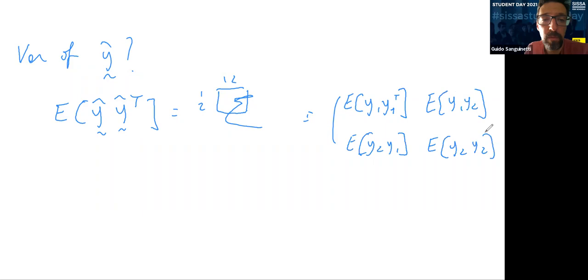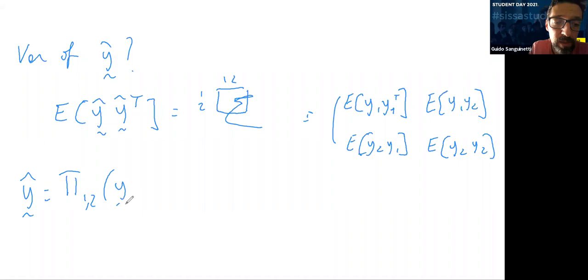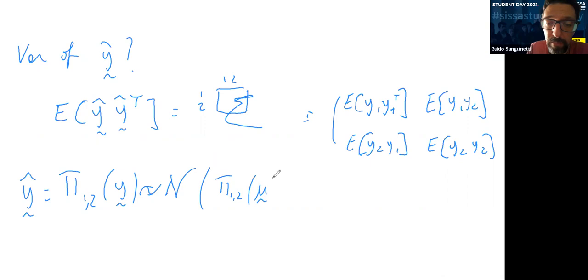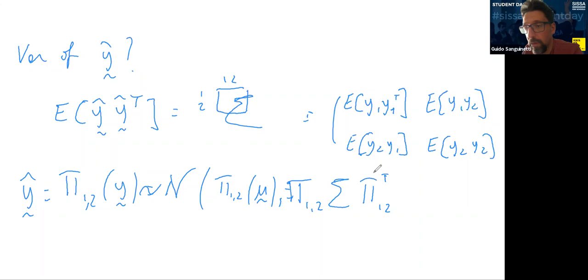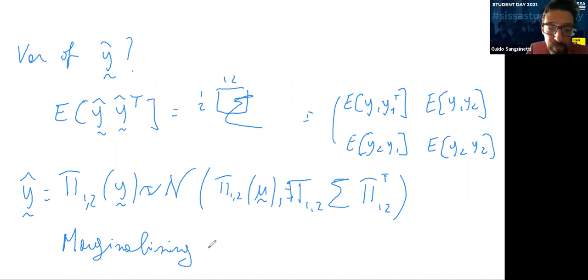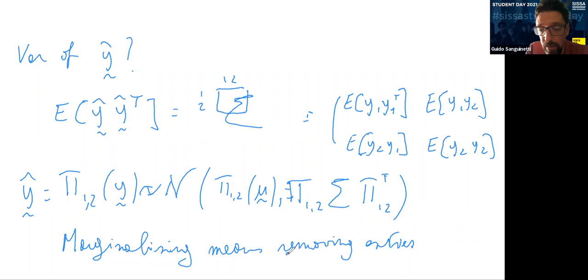So y hat, which is the projection on the first two axes of y, is going to be normally distributed with the mean, which is the projection of the mean vector, and a variance covariance matrix, which is obtained by applying the projection to the two sides of the variance. That is equivalent to selecting the first two rows and the first two columns, the indices up to two. So marginalizing means removing entries essentially in multivariate Gaussians.